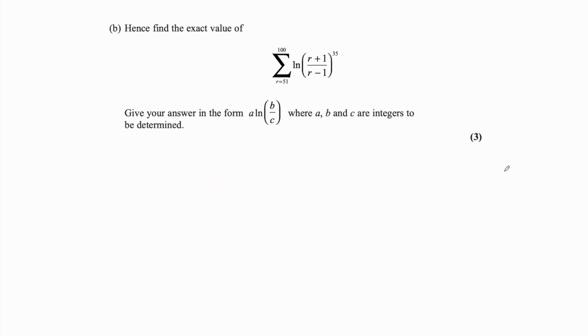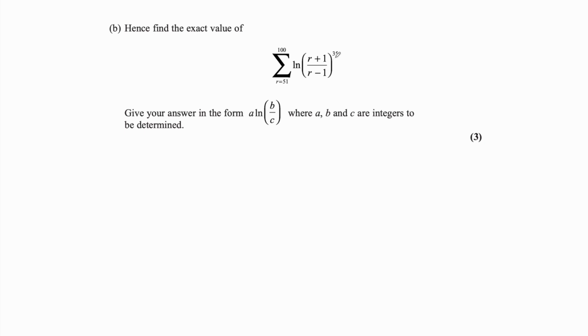Hence, find the exact value of this. Give your exact answer in the form a ln bracket b over c, where a, b and c are integers to be determined. Okay, so what we need to do is we need to do this sum of this 100 times minus sum of this 50 times.